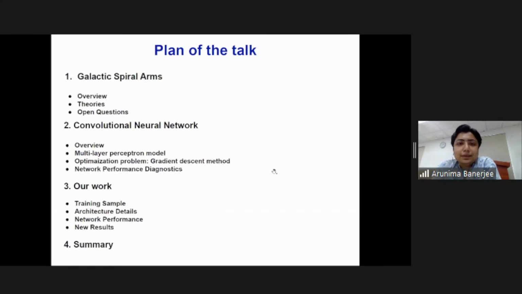Okay, so this is roughly the plan of my talk. We will begin with a brief overview of what galactic spiral arms are, because based on galactic spiral arms, we classify galaxies as either grand design galaxies, that is, galaxies having grand designed spiral arms, or flocculent galaxies, that means galaxies, firstly, they have to be spiral galaxies, that is, galaxies showing spiral arms.